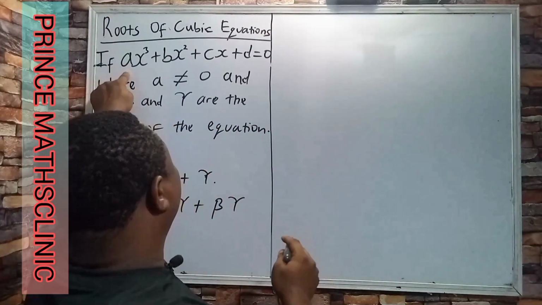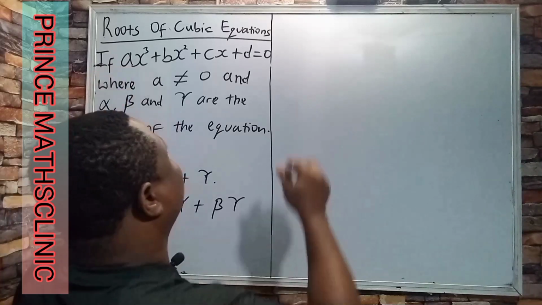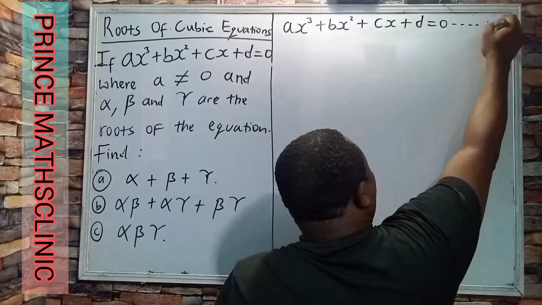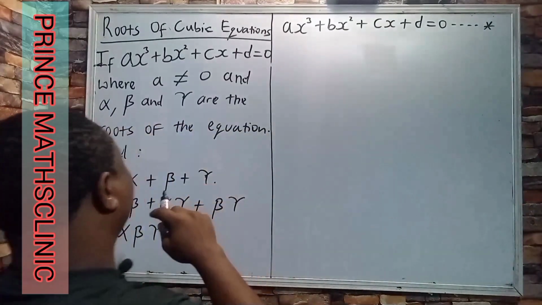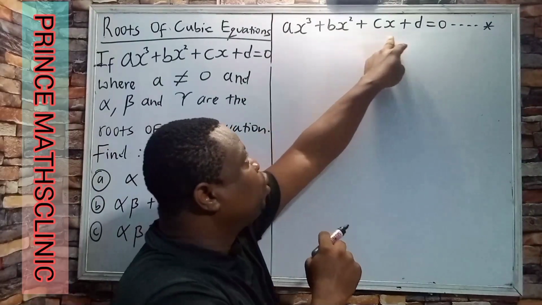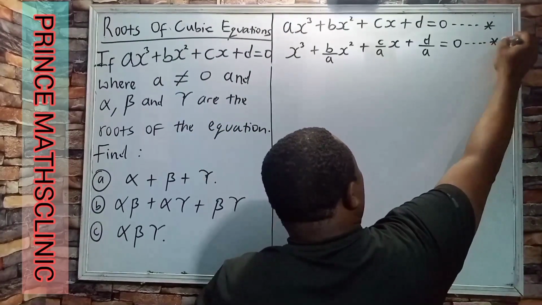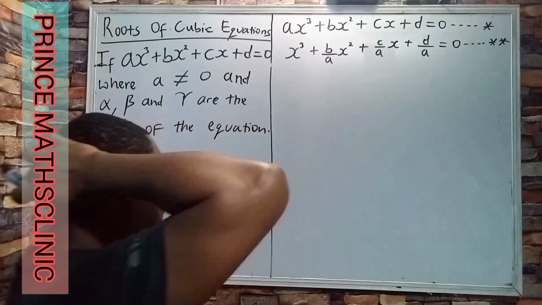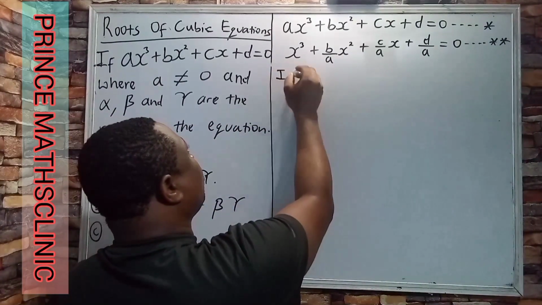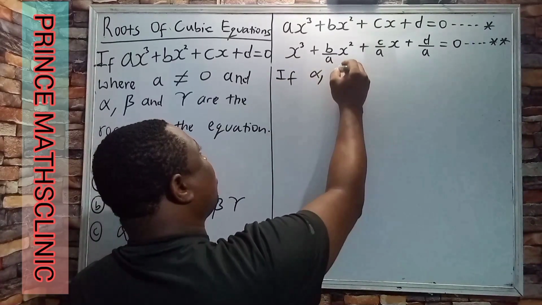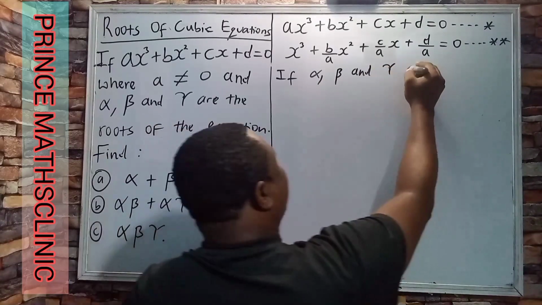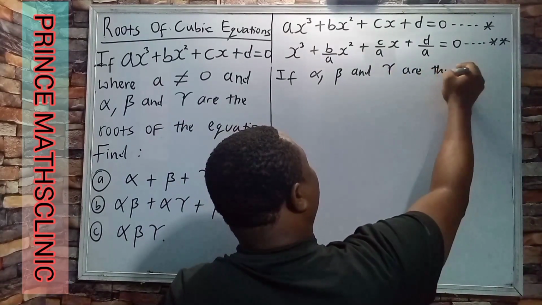Now, I'm going to call this equation 1. Then, I am going to divide all the terms in equation 1 by a. I'll call this equation 2. Now, we were told that alpha, beta, and gamma are the roots of the equation.